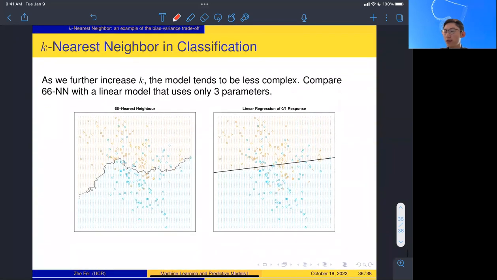As we further increase k, we would get a more smooth fit, with basically a less complex model. Here k equals 66, and we compare this to a linear model that uses only 3 parameters.